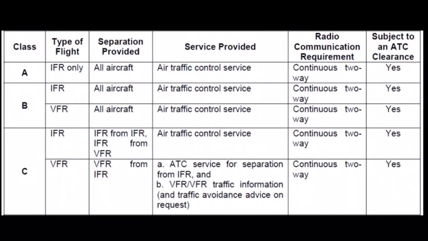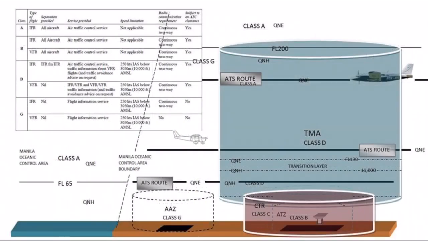As in Class D airspace, prior to entering Class C airspace, communications must be established with ATC before you can enter. There are no exceptions to this rule for Class C. And of course, you are also expected to comply with a 250 knot speed limit below 10,000 feet MSL as with Class D and G.